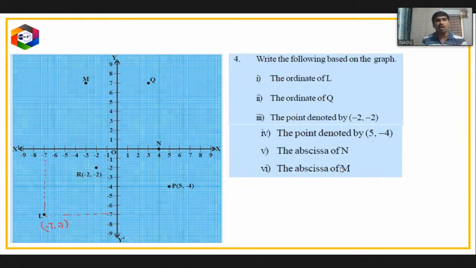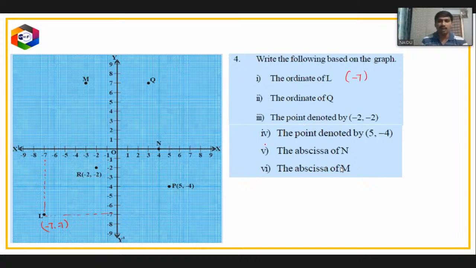Now what is the ordinate? That is the y coordinate itself, it is called the ordinate. So what is the y coordinate here? Minus 7. So the answer for this question is minus 7.